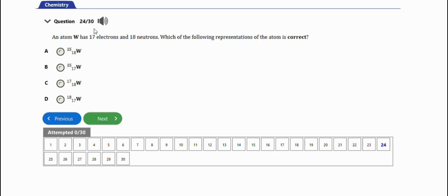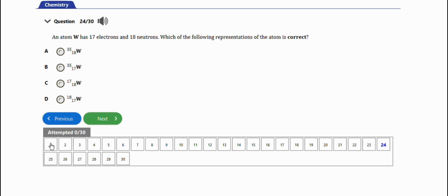Next question will be this. It says an atom W has 17 electrons and 18 neutrons. Which of the following representations of the atom is correct? Okay, so it has 17 electrons, so that means the number of electrons equals the number of protons. So the mass number will be number of protons plus number of neutrons, so it will be 17 plus 18, which will give you 35. So the right option to this question would be option B. Yes, that's the right answer.